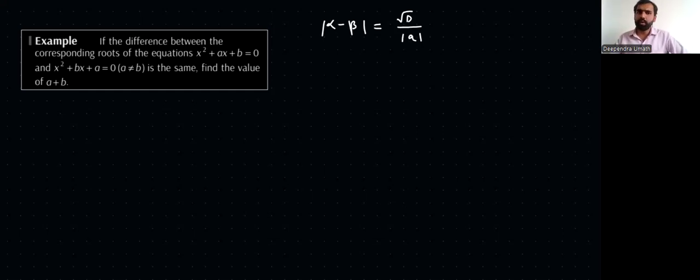Now, I'm given two quadratic equations. One of the quadratic equations is x square plus ax plus b is equal to 0. And the second quadratic equation is x square plus bx plus a is equal to 0. What I am told is that the difference between the corresponding roots of this equation and this equation is the same. Now that's the crux of this question.